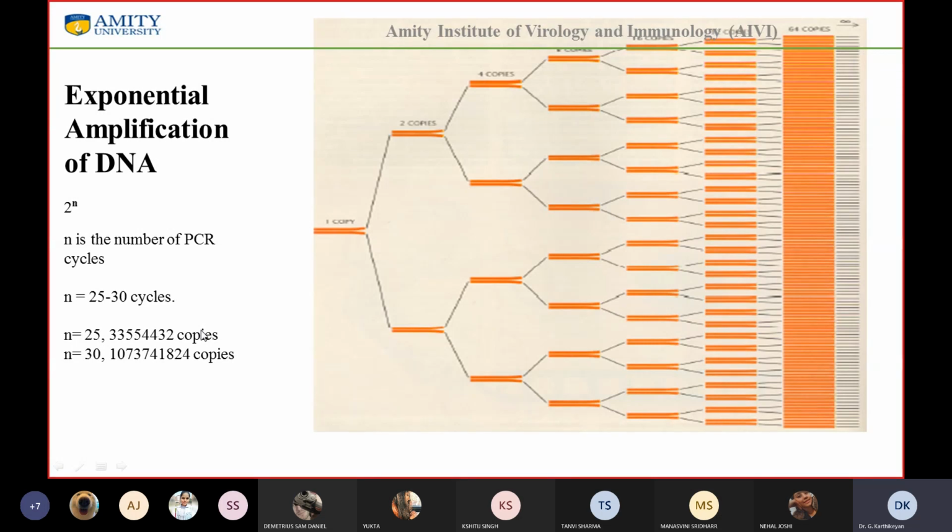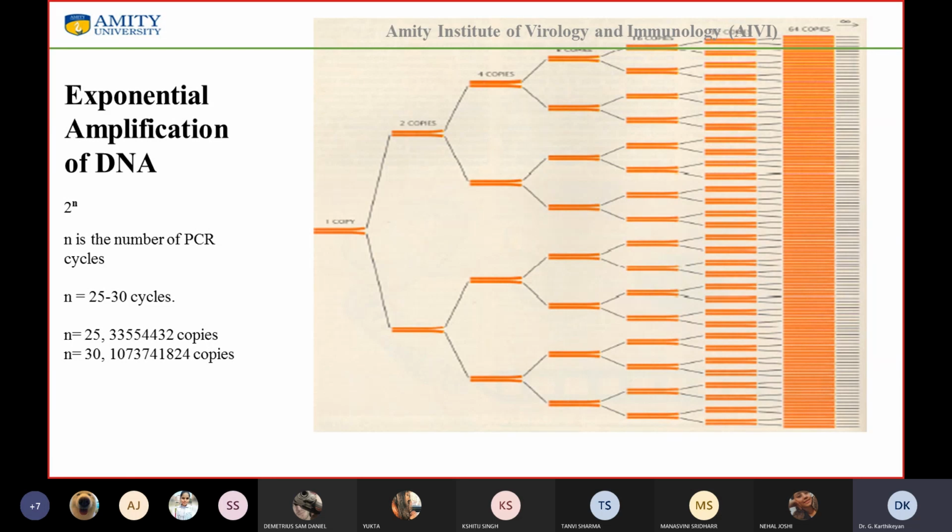Although you started with just a single copy, at the end of 25 cycles, you will have these many copies. And at the end of 30 cycles, you have literally millions and millions of copies. So you are essentially starting with something that, if you were to try to quantify or visualize, you may not be able to even see. But by the end of this 25 cycle or 30 cycle, you can quantify them. You can see them on a gel.